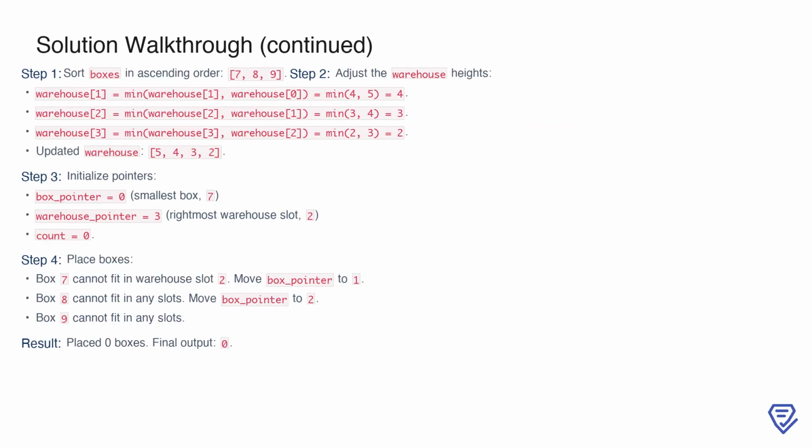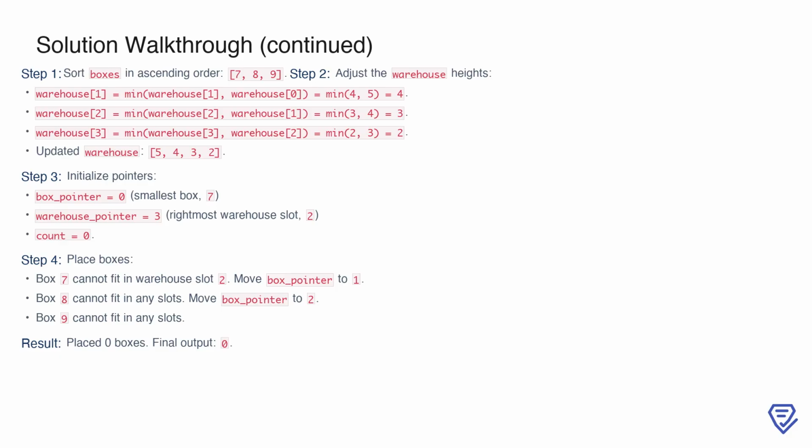In the final example, we are given boxes 7, 8, 9, and a warehouse with heights 5, 4, 3, 2. After sorting the boxes in ascending order, we get 7, 8, 9. Next, we adjust the warehouse heights to ensure the leftward constraints are satisfied. This results in the updated warehouse heights 5, 4, 3, 2.